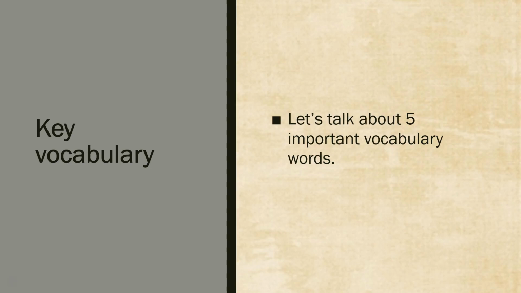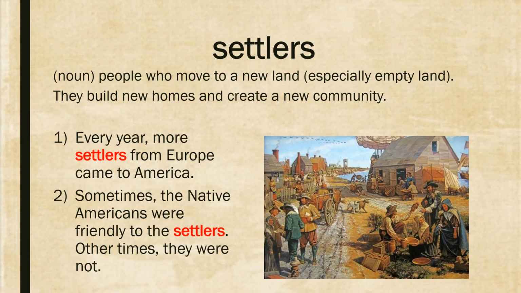I have 5 important vocabulary words that will help you understand the next video that's coming. The first word is settlers. This is a noun, and it means people who move to a new land, especially empty land. So they build new homes and create a new community. So the first people to move to a land when that's empty, they're called settlers.